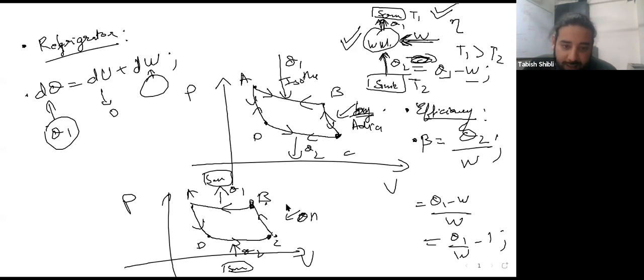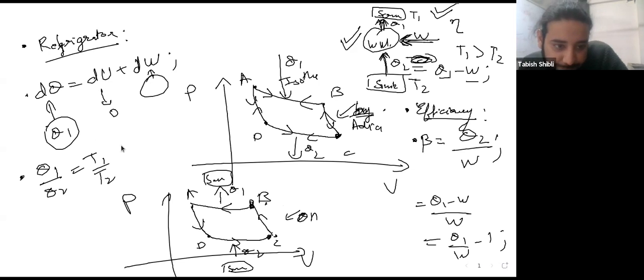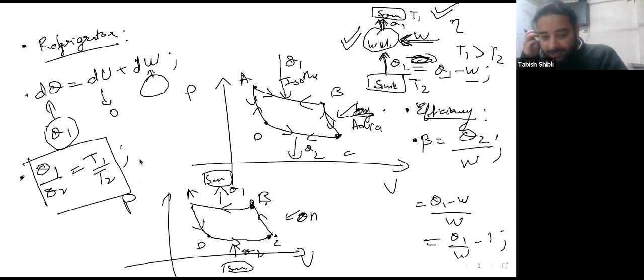Then you can go ahead and do essentially the same process that we did in the Carnot cycle, which showed us that Q1 divided by Q2 is just T1 by T2. When we went from A to B, B to C, C to D, we calculated everything, and the final result was Q1 divided by Q2 is just T1 by T2.